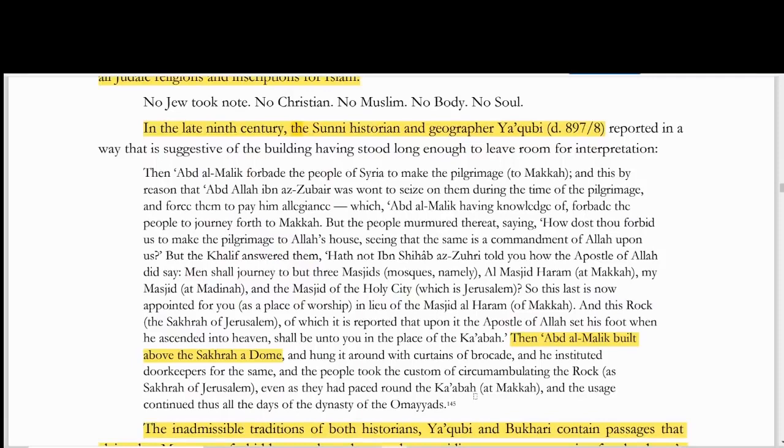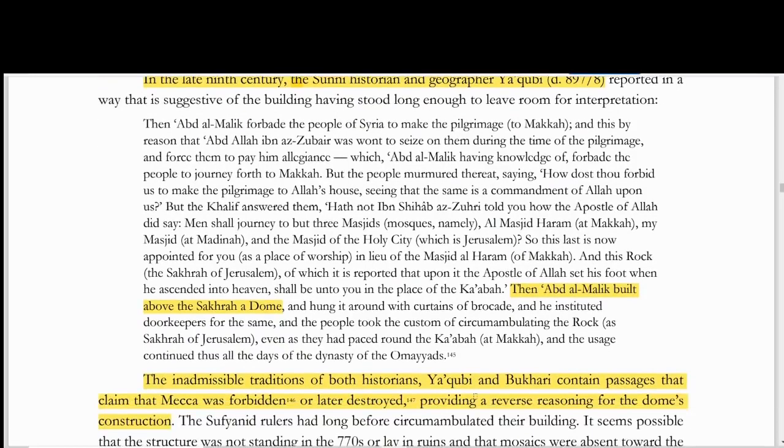In the late 9th century, the Sunni historian geographer Yaqubi, who died in 897 or 898, reported in a way that is suggestive of the building having stood long enough to leave room for interpretation. Okay, so in other words, it's been built a while, but just long enough for him to claim that Abd al Malik built it. So this is a late source, but he says, we're going to read through all of it: Then Abd al Malik built above the Sacra a dome and hung around it with curtains of brocade, and he instituted doorkeepers for the same, and the people took the custom of circumambulating the rock as Sacra of Jerusalem, even as they had placed around the Kaaba at Mecca, and the usage continued thus all the days of the dynasty of the Umayyads.